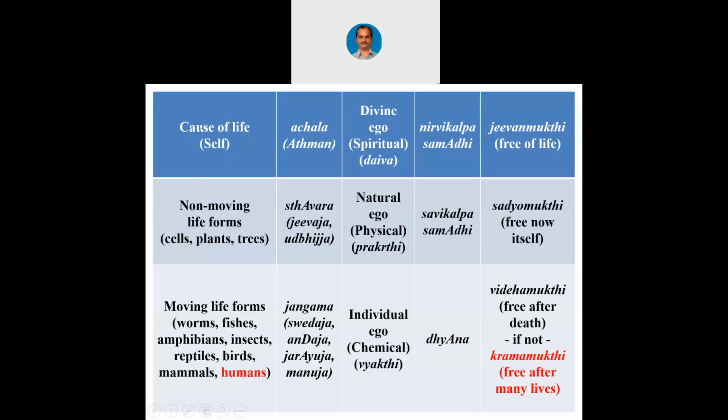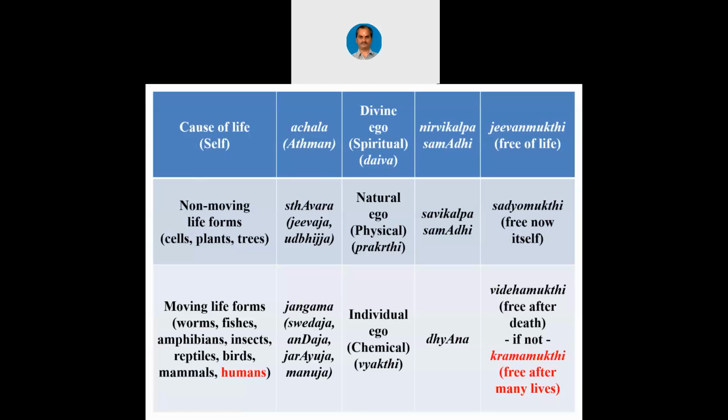Later on, this cause of life, the self, also produces moving life forms. Worms, fishes, amphibians, insects, reptiles, birds, mammals, finally humans. Now we call them as Jangama, means moving bodies. Sthavara were stationary bodies. These Jangama are Svedaja, Andaja, Jarayuja, then Manuja. You already know about it.